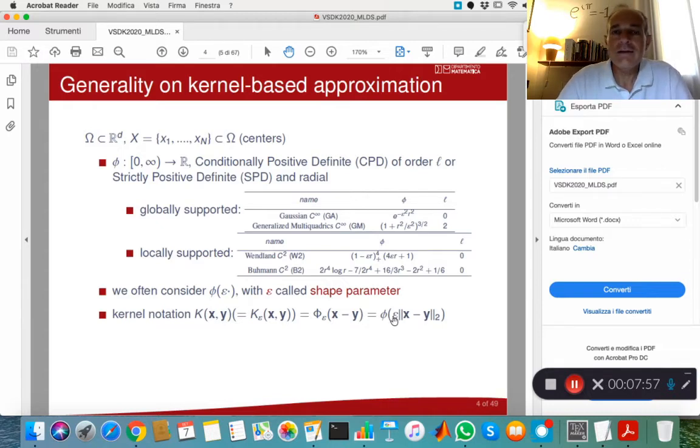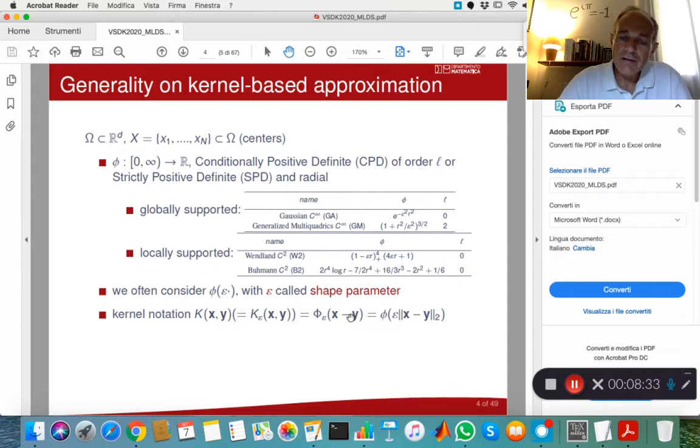Usually the shape parameter that we have in mind has the following role. When epsilon tends to infinity, the function becomes spiky, so it becomes centered more and more on the center point in which we define our function, okay? And when epsilon tends to 0, the function becomes flatter and flatter. This is the idea. And so the analysis of the convergence of the approximation by RBF is mostly, as a first attempt, related to these shape parameters.